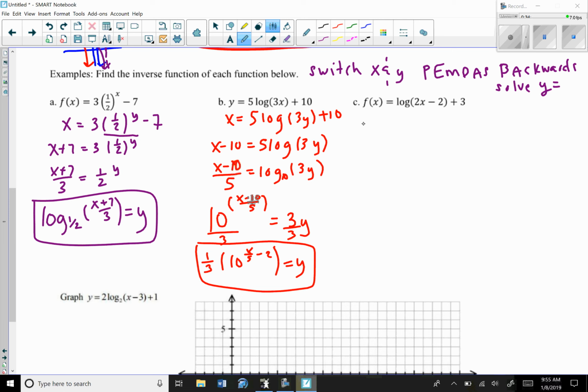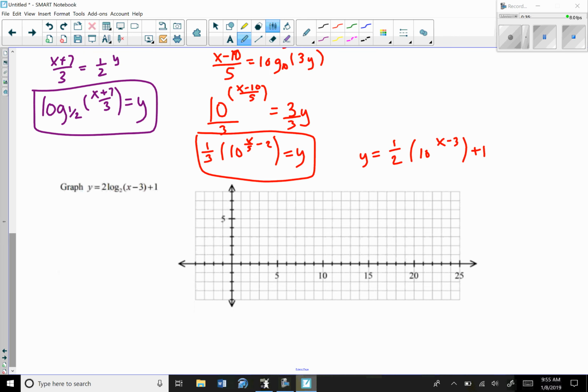And so for this last one, if you work it out on your own and want to check your work, you should end up with y is equal to 1/2 times 10 to the power of x minus 3, and then plus 1. So you guys can do that one on your own if you need to.